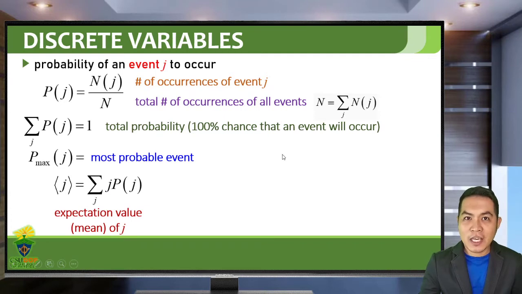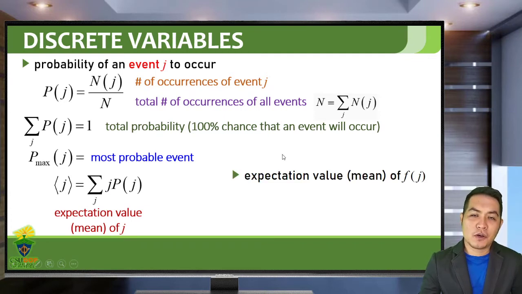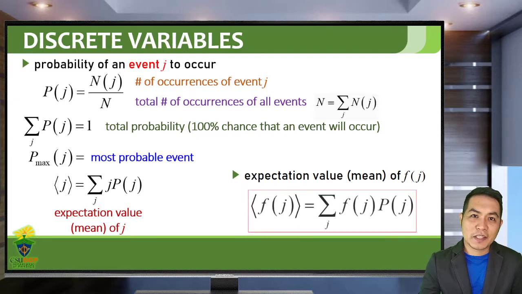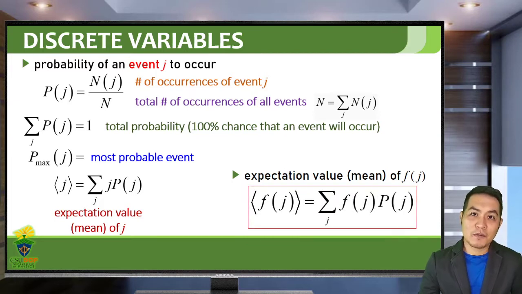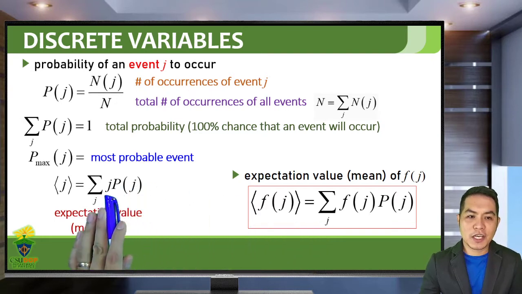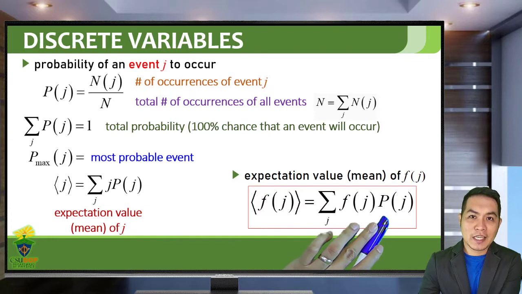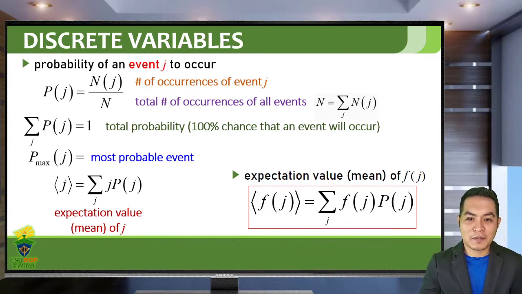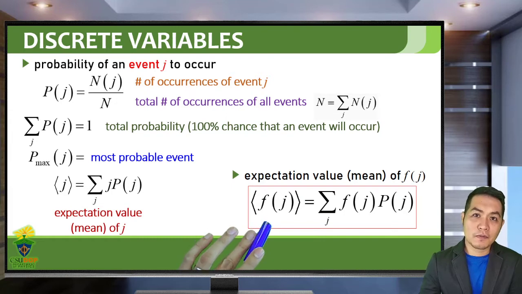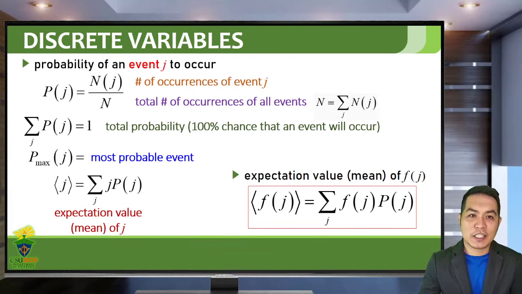In general, if you have a function of j, the expectation value or the mean or average value of that function is given by this equation. You just replace j here by your function f of j multiplied by its corresponding probability. We'll encounter this equation more often in the next chapter.